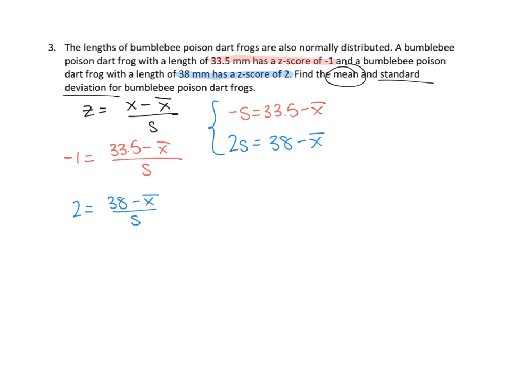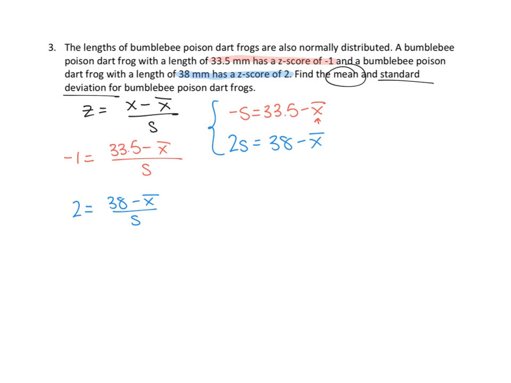To solve this, I decided to do it with substitution. I took the top equation and I isolated the x bar and I plugged it into the second equation. There's a number of ways to do this. You could just isolate the s and plug it into the other equation. You could do elimination. Maybe you multiply one of the equations by -1 and you add them together. But however you want to do it, you have a number of different ways you can approach this problem.